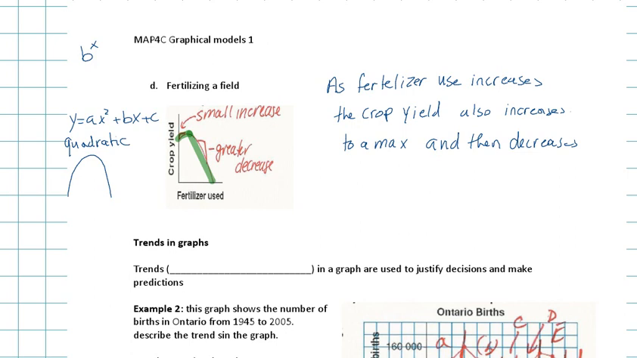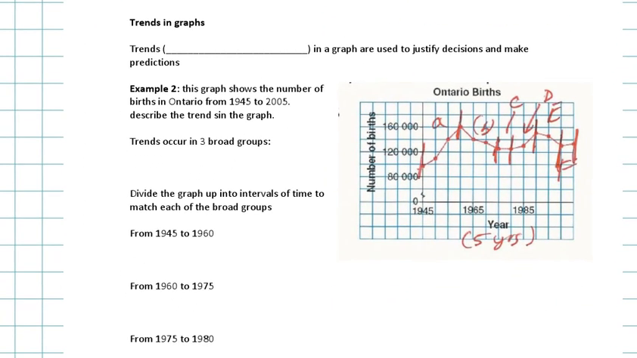So, trends in a graph are patterns of change in a graph that are used to justify decisions and make predictions. How many of you watch stocks, or follow stuff? You see the trends? If you look at the trends, what's happening between year so and year so, what happens in between months, that month and that month, you see an increase, decrease, a flat, right?